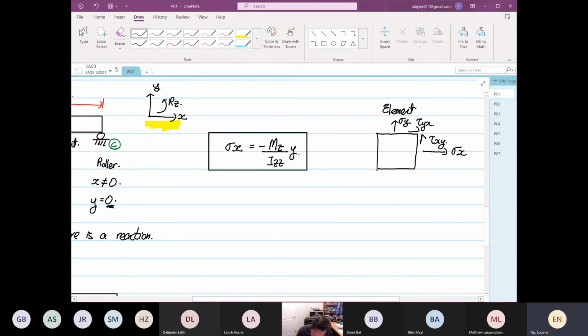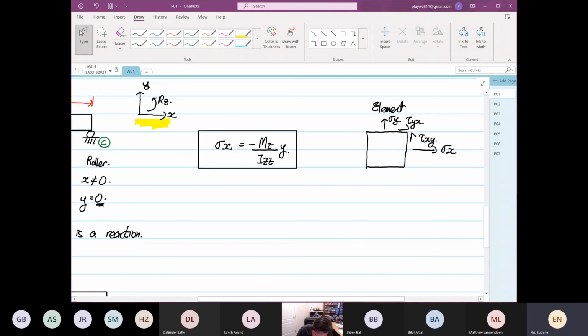So our bending moment will induce stress in the X direction.